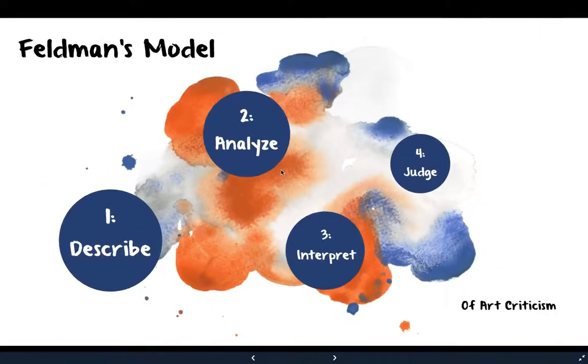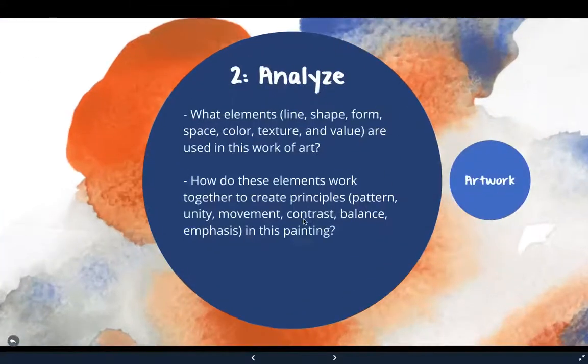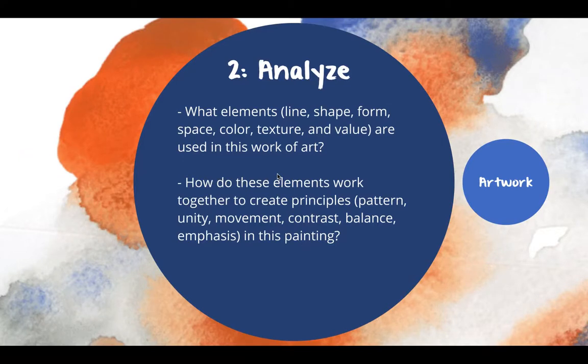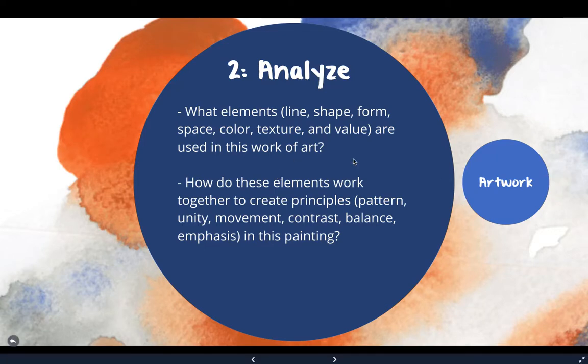So let's move to step 2, analyze. Now, on analyze, you want to address what elements are used. Again, that's line, shape, form, space, color, texture, and value. And how do these elements work together to create the principles in the piece. Okay.